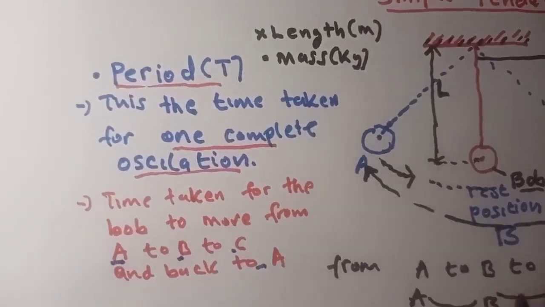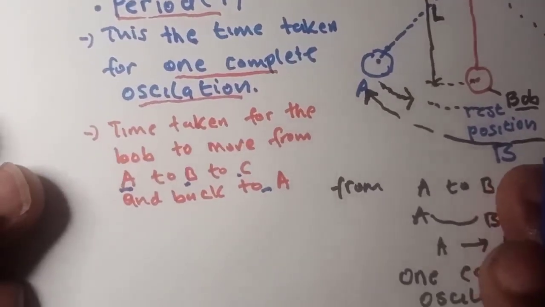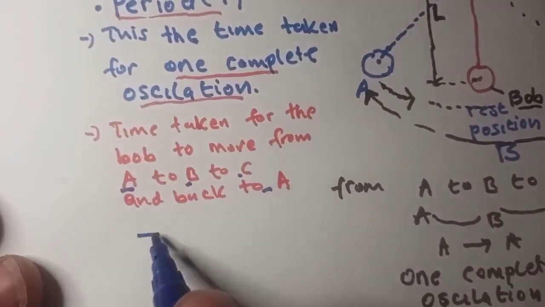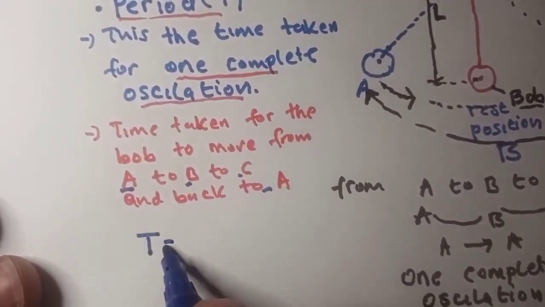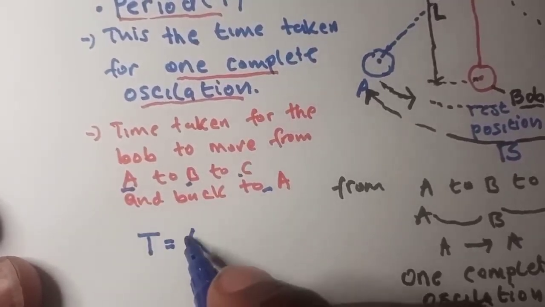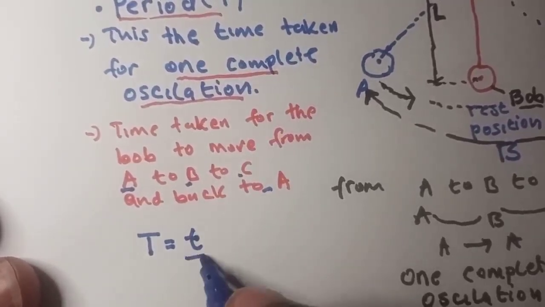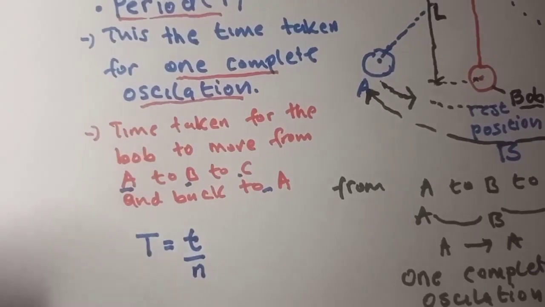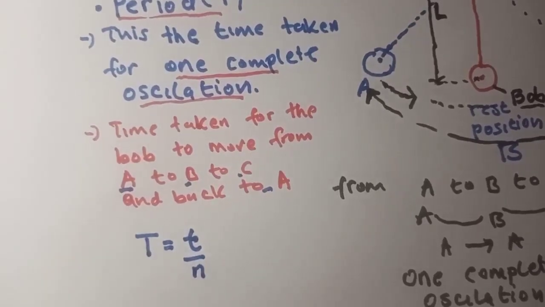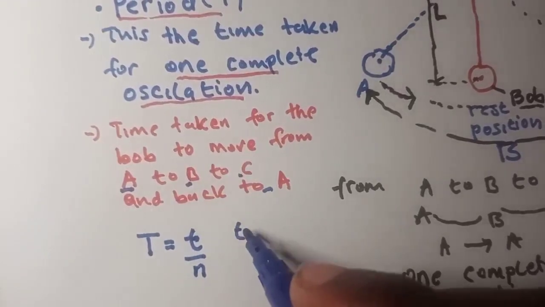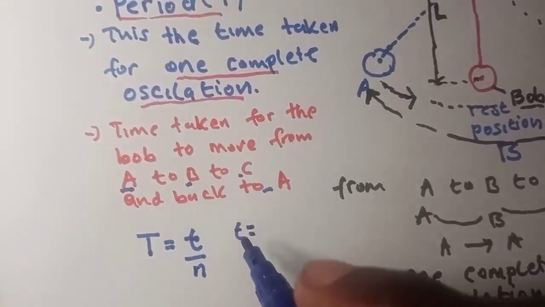So the formula for period, denoted by T, is simply equal to small letter t over n. Small letter t over n. So this small letter t is simply what? Time taken.